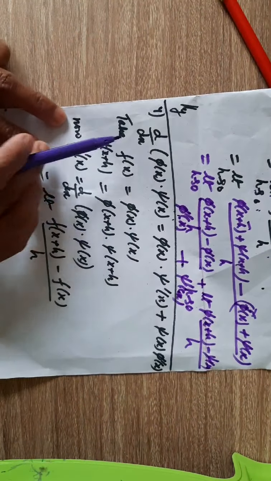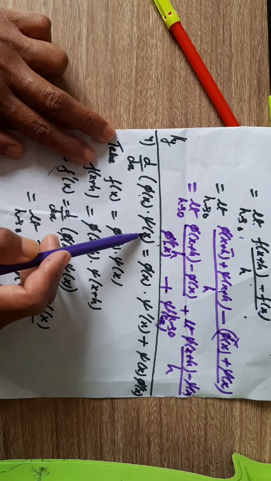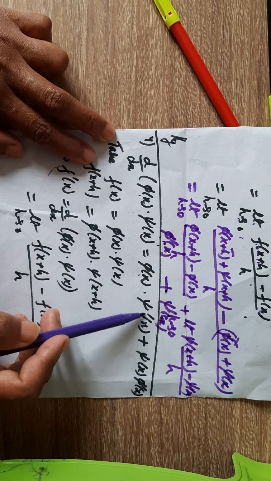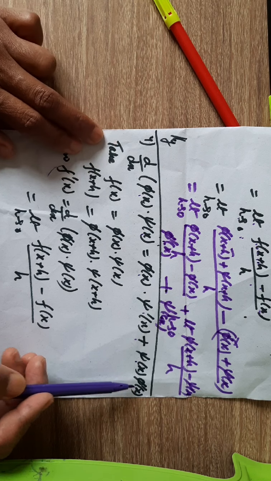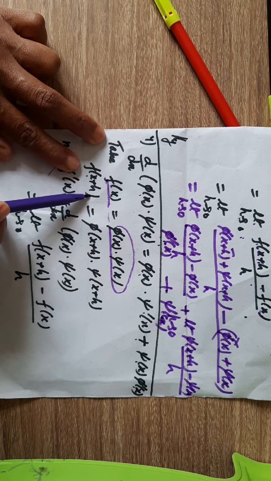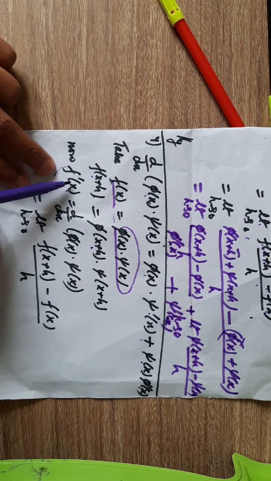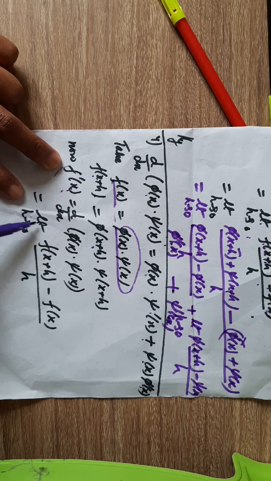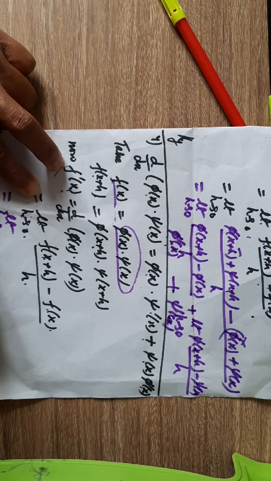Now let me come to the next one, that is the derivative of the product of two functions. Phi x into chi x will be phi of x into chi prime of x plus chi x into phi prime of x. So here you take f(x) to be the product of these two functions. F of x plus h, replace x by x plus h. That by definition, what is f prime of x? It is the limit as h tends to 0 of f of x plus h minus f(x) by h. So this is equal to the limit as h tends to 0.